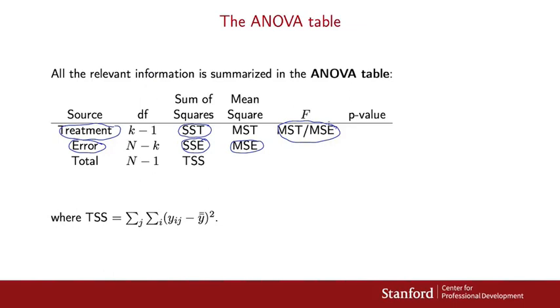And then the analysis will produce a p-value which goes in this last cell here. There's also a third line in the ANOVA table which simply sums up the degrees of freedom and the sum of squares, and we will talk about that later.